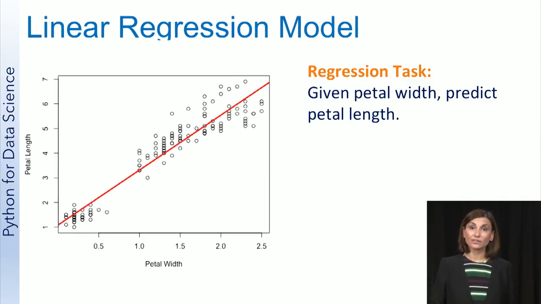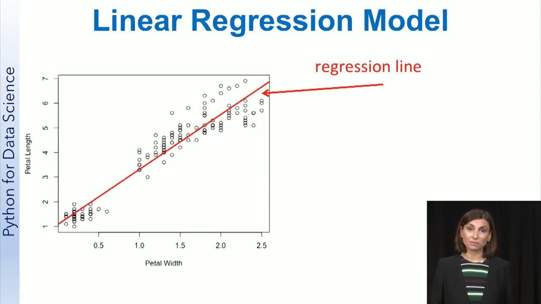We can build a linear regression model to capture this linear relationship between the input petal width and the output petal length. The linear relationship for these samples is shown as the red line on the plot. From this example, we see that linear regression works by finding the best fitting straight line through the samples. This is called the regression line.